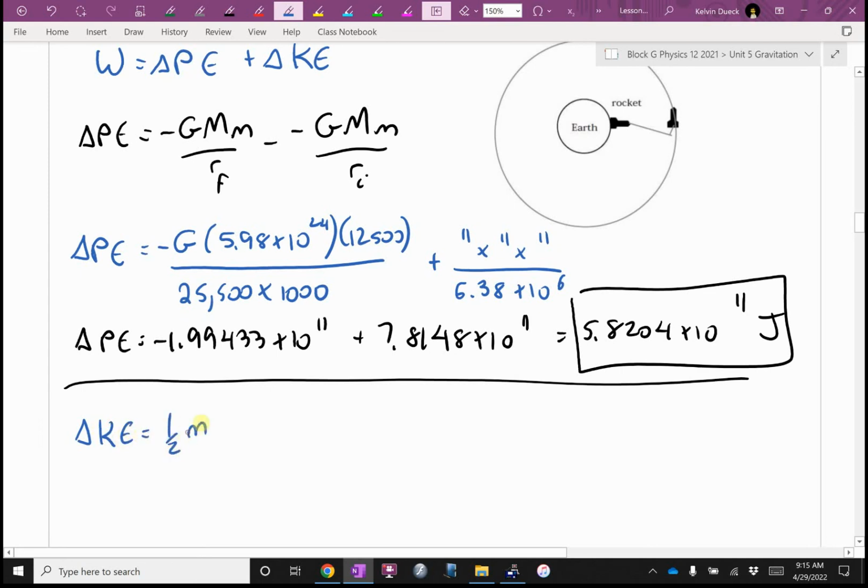That's going to be a half m v final squared minus a half m v initial squared. Are any of these zero? Where did we decide that we're always launching our rockets from?